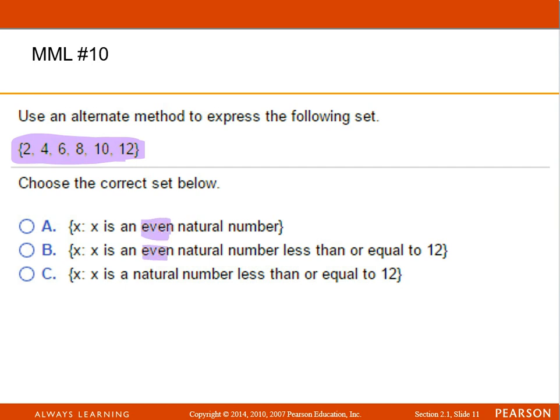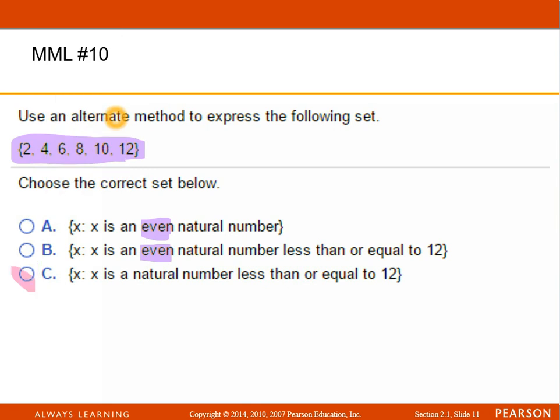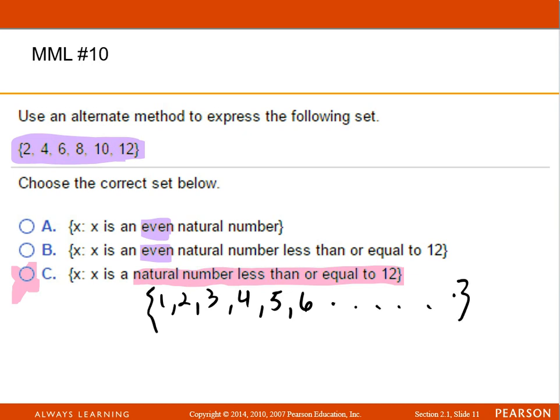Okay, so this one says even, and this one's even, and this one doesn't say anything about even numbers. Okay, it can't be that one. It's got to be even, because it just says the set of x such that x is a natural number less than or equal to 12. This would include, let me use a different color for that, how about pink? I can't have this one because when it says a natural number less than or equal to 12, you'd be saying 1, 2, 3, 4, 5, 6, 7, 8, 9, 10, 11, 12, right? You'd be listing them all. So it can't be that one.